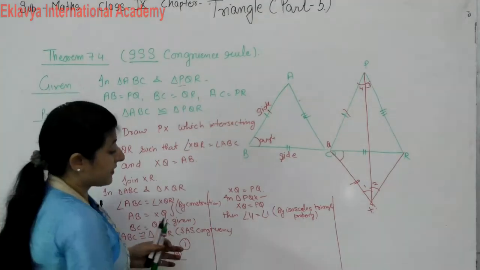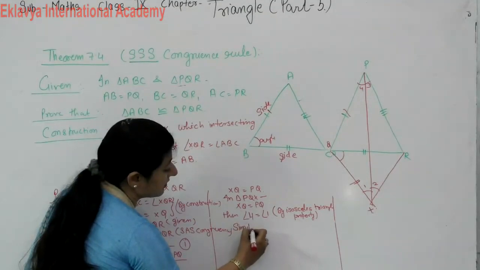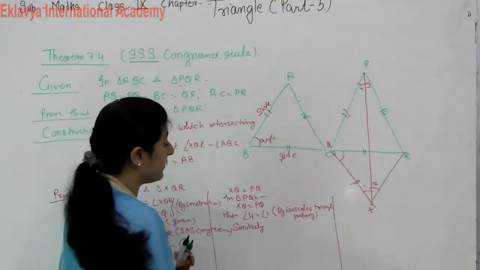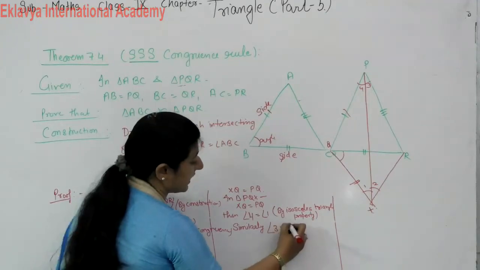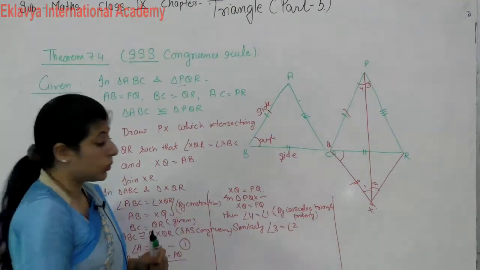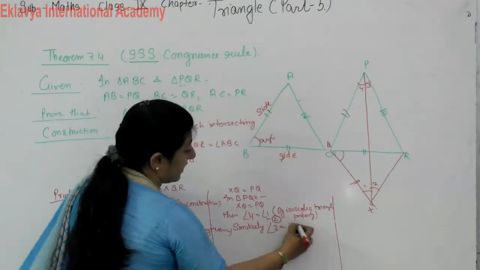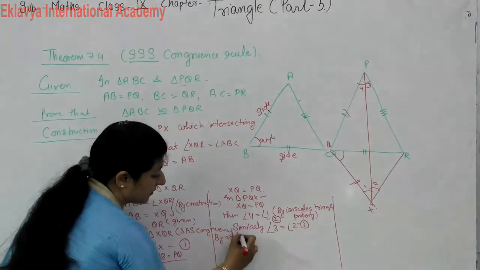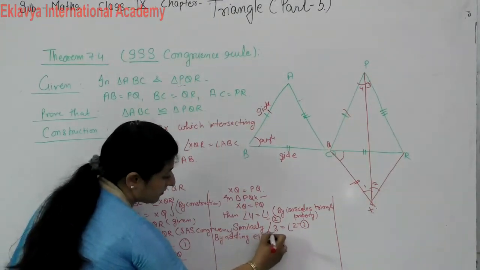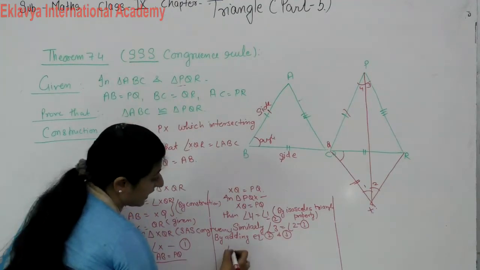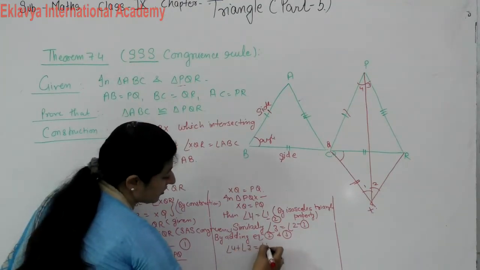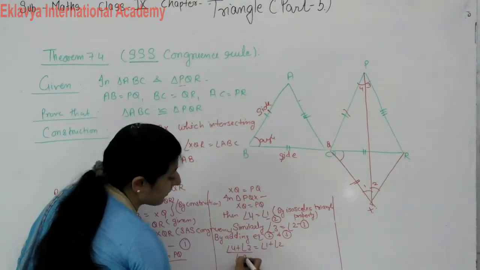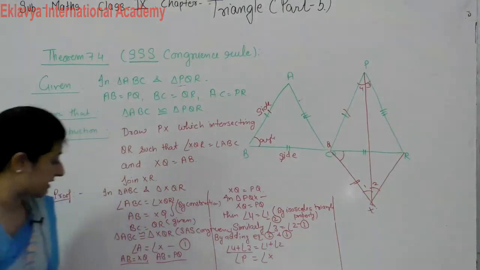After this, similarly, we will follow the same step to prove these are equal. It means we can write down directly that similarly angle 3 is equal to angle 2. This is equation second and this one I take as third. By adding equation second and third, angle 4 plus angle 3 is equal to angle 1 plus angle 2. 4 plus 3 becomes angle P and this becomes angle X.